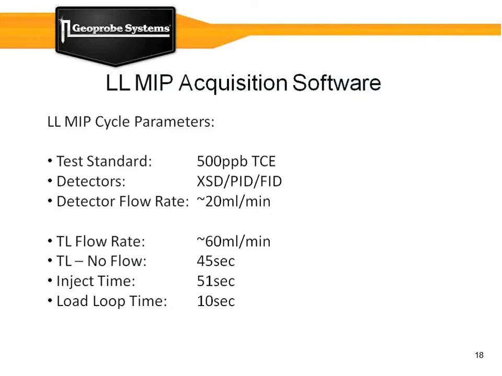We will shut the flow off for 45 seconds as we expose the membrane to the standard. And we have a longer trunk line. This is a 150-foot trunk line, so our inject time is 51 seconds. And that's, again, the time at which we would expect that sample that had been collected at the probe to be in the sample loop. And we'll be exposing our sample loop to the trunk line for 10 seconds.